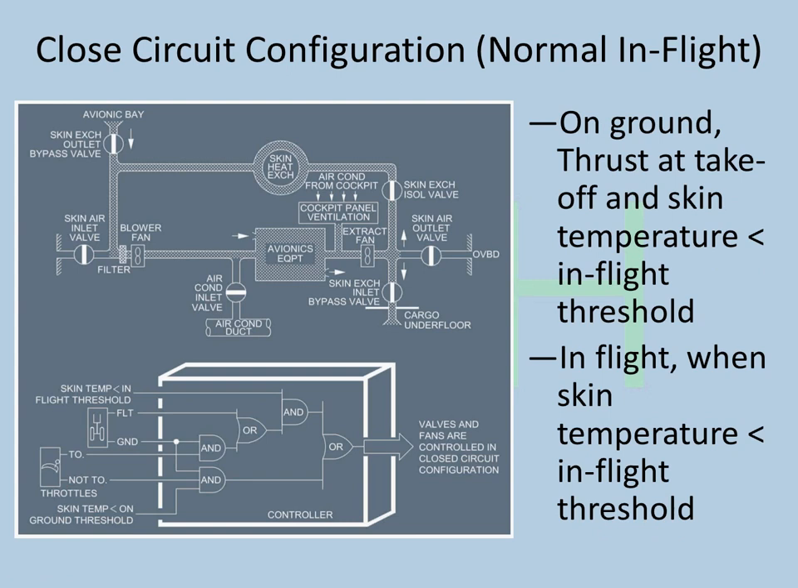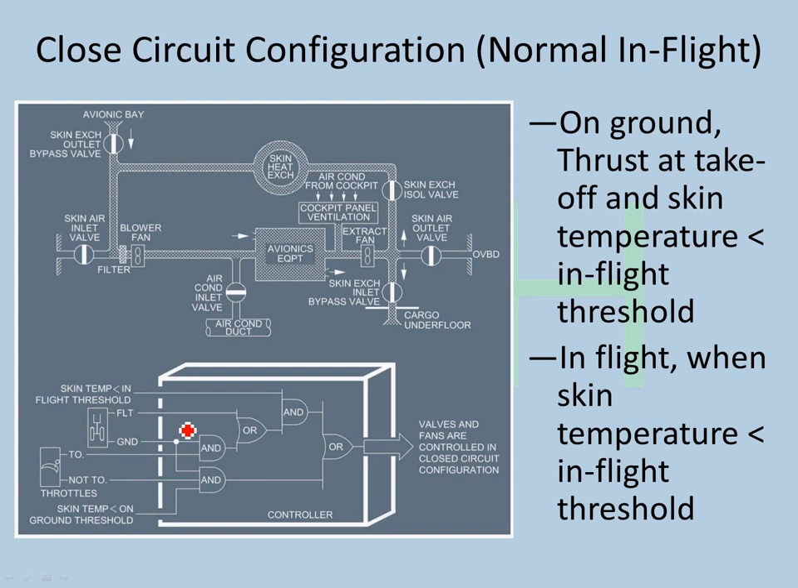The next condition, you are on ground, as you can see here, and your thrust is at takeoff. So this logic gate is met, completed, and now you have to meet this condition. The OR means either this line has to be satisfied or this line. Since you're on ground, this OR gate is also satisfied, and the AND means both the lines have to be satisfied. So this line is done. Skin temperature less than in-flight threshold. What's the in-flight threshold? 35 degrees and increasing, 32 degrees and decreasing. So if you meet that requirement, you will be in closed circuit configuration on the ground.